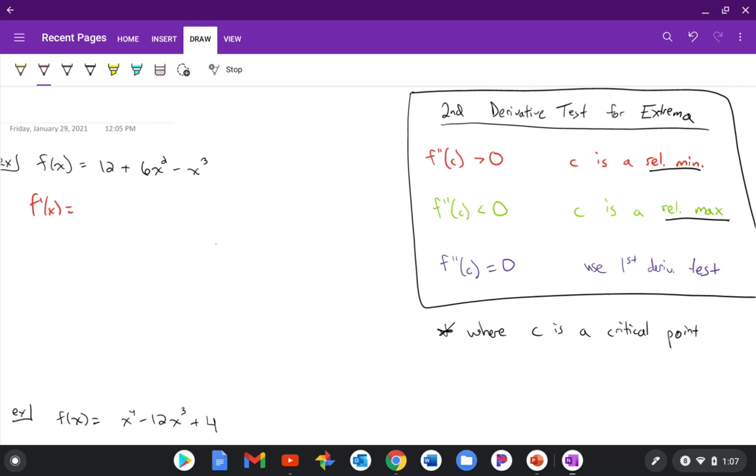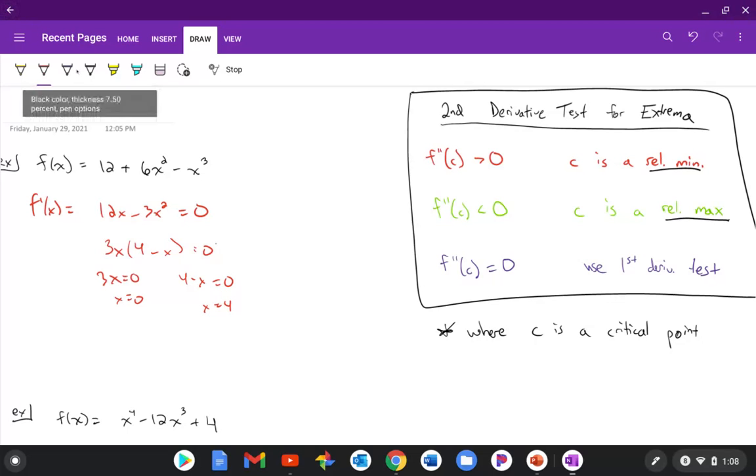For the first one, we get 12x minus 3x squared. And to find the critical points, we set that equal to 0 and solve it. We're going to pull out a 3x, and we're left with 4 minus x. So then our two critical points are x equals 0, when we set 3x equal to 0, and when we set 4 minus x equal to 0, we get x equals 4. So those are our two critical points, the c's.